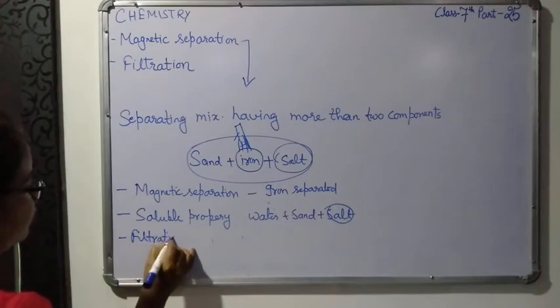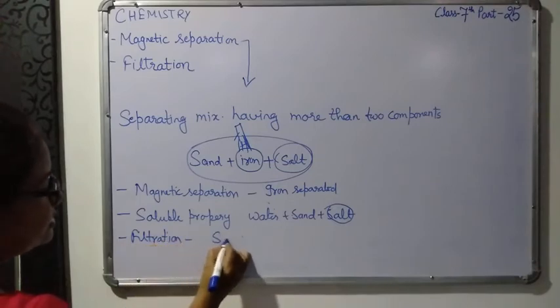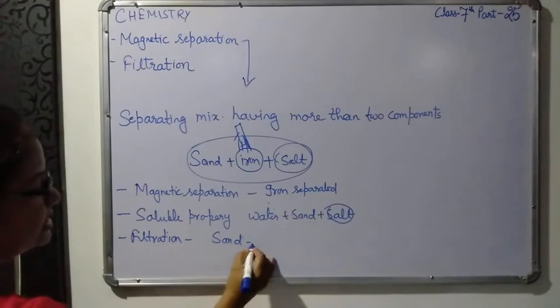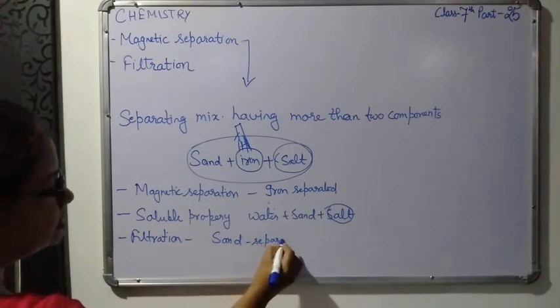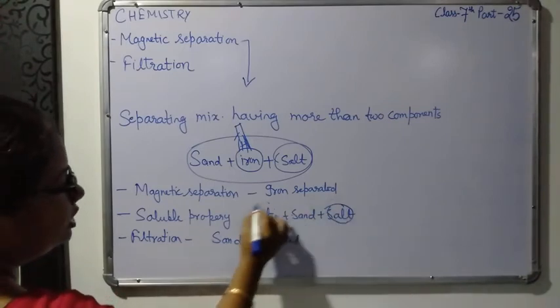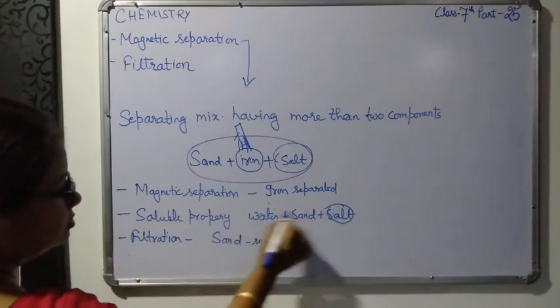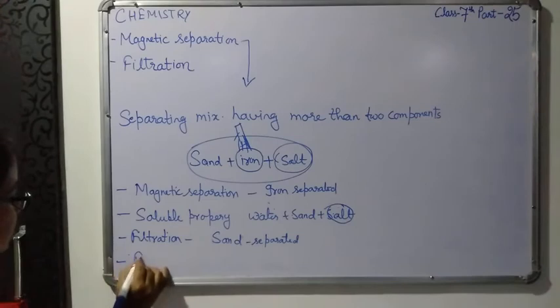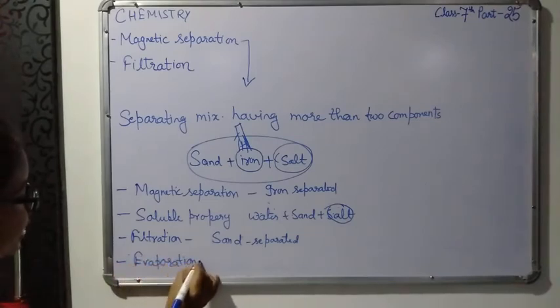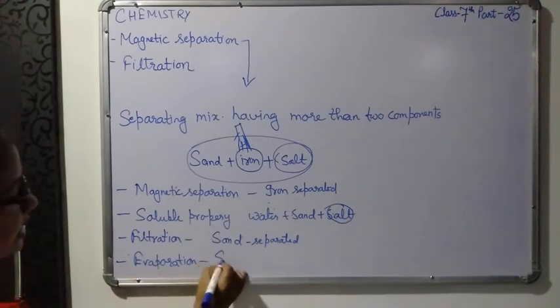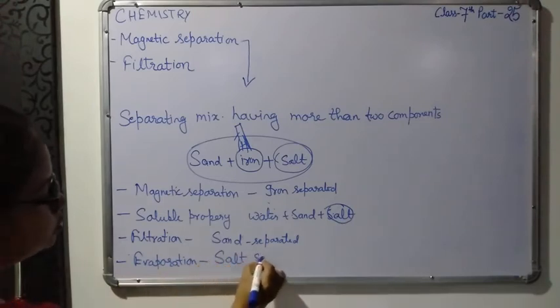With the help of the filter we can separate the sand. Sand is separated. Now we only have salt solution, so we will use the evaporation method, and with the help of evaporation we can separate the salt also.